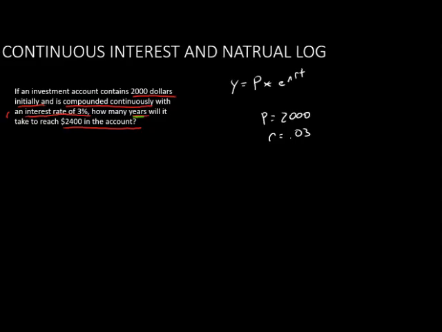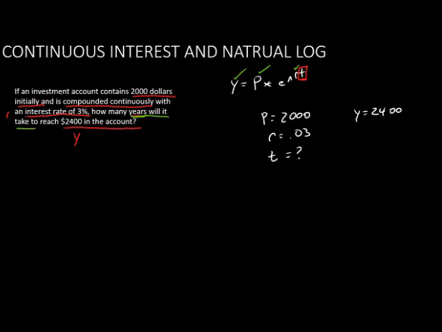The question asks us how many years will it take. Therefore, we can say that our time will be our unknown. And we're trying to reach $2,400 in the account. That's our new amount, and that will be Y. We'll check off what we know now. We know Y, P, and R, and our unknown will be the years, or T. Once again, we have an unknown in our exponent, and we'll need to use a logarithm.